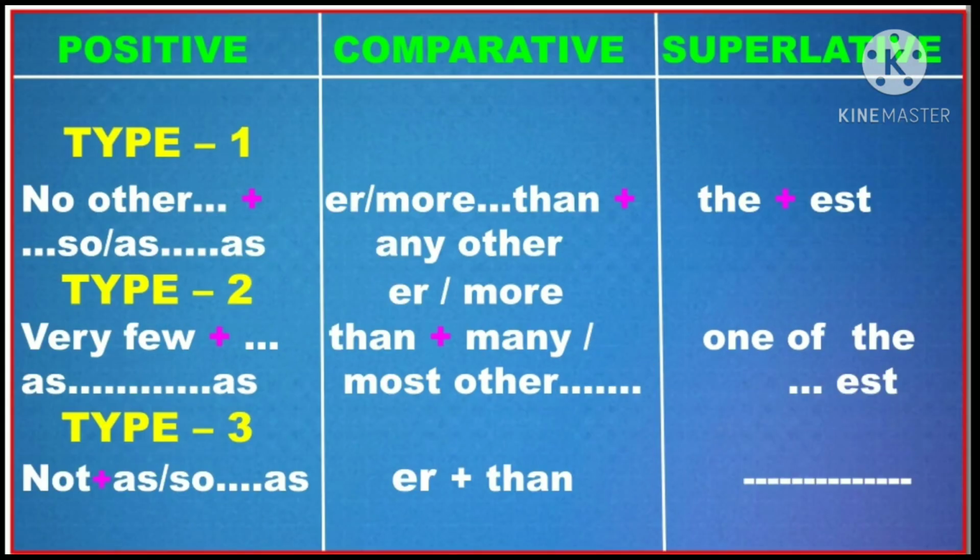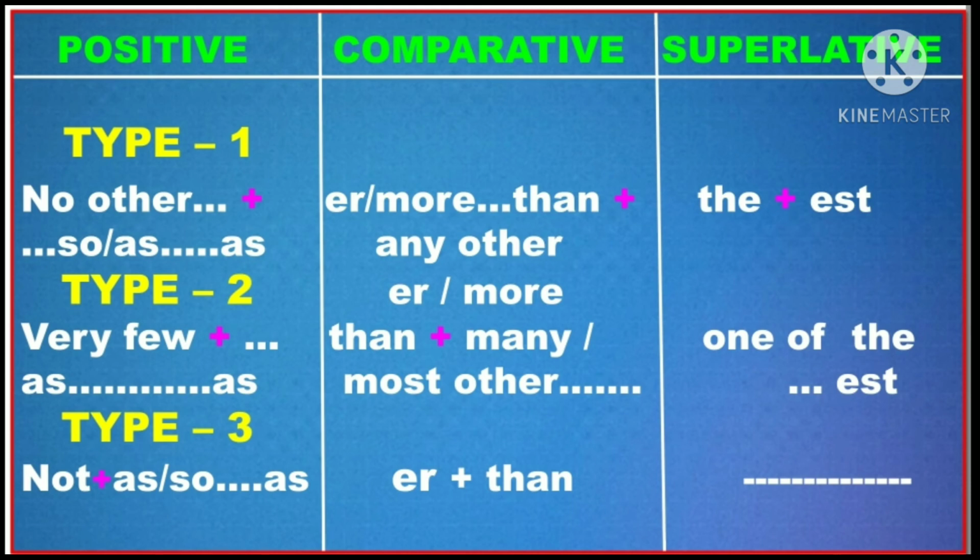Now see the tabular column. We have three types in the positive, comparative, and superlative degree. Let's see them one by one, okay? These are like formulas. Please listen carefully and learn all these formulas thoroughly. Clear? Okay. Look at the first type in the positive degree. No other will occur in the beginning of the sentence. Along with that, so or as will occur.